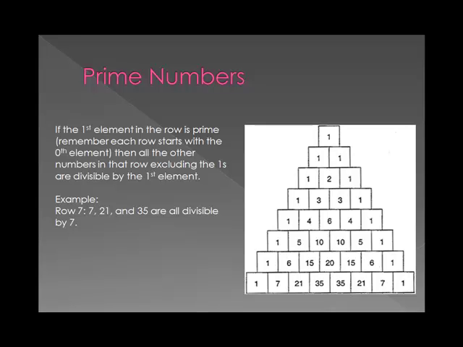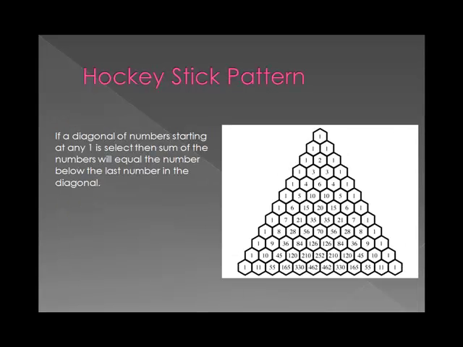The next pattern we will look at is the prime number pattern. If the first element in a row is prime, remember that each row starts with element 0, then all the other numbers in that row, excluding the 1s, are divisible by the first element. An example of this would be row 7. The first element in row 7 is 7, which is a prime number. We can see that 21, 35, and 7 are all divisible.